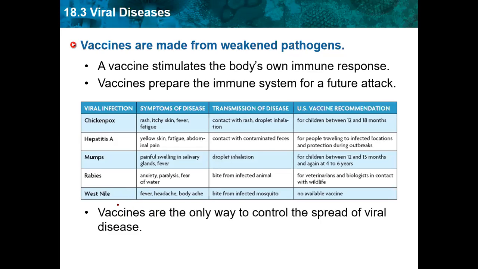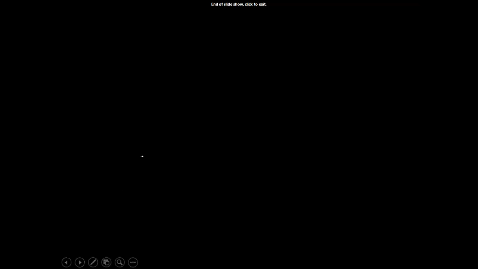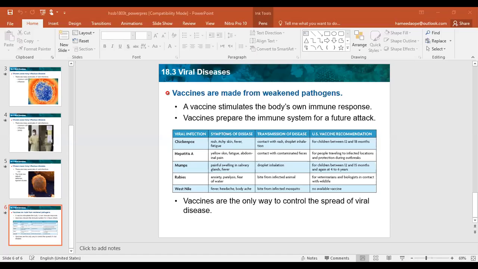Vaccines are the only way to control the spread of viral disease. So this is all we have for this. Many infectious viruses exist. Examples of illness caused by viruses include the common cold. We mentioned that before, right? Yes. So more than 200 viruses are known to cause a cold. More than 200. Can you imagine how big the number is?